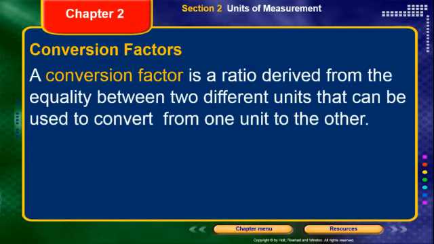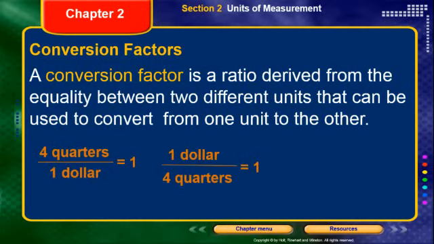Talking about conversion factors. This is one of your objectives. A conversion factor is a ratio, two numbers compared to one another, derived from the equality between two different units that can be used to convert from one unit to another, because we will be needing to convert from one unit to another. So a conversion factor is going to look something like these examples I have here.